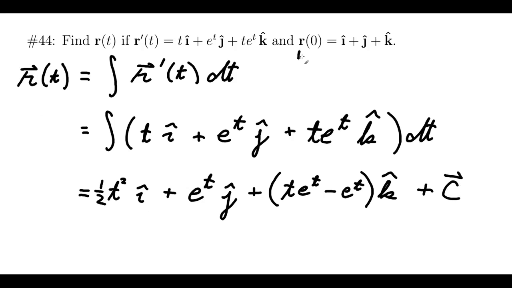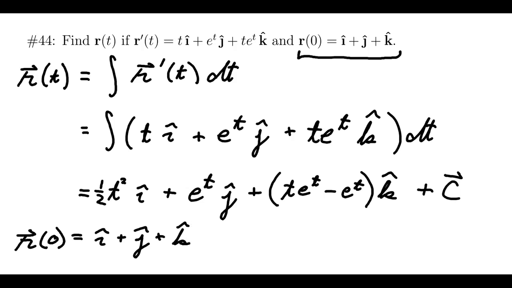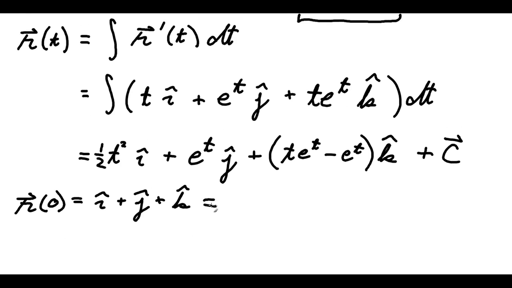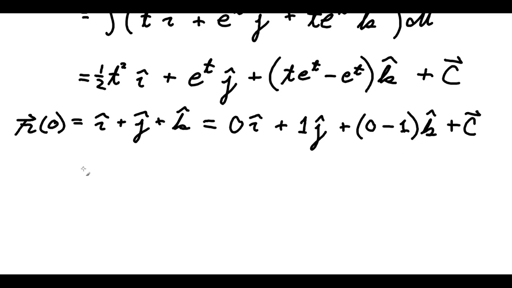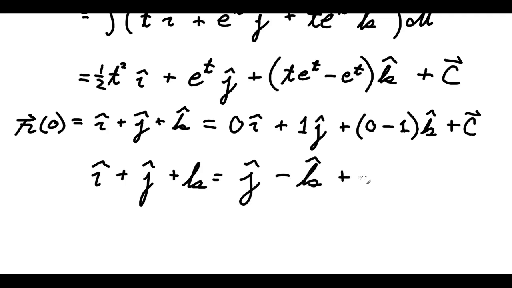Well, how do we find that out? That's where this initial value comes in. We have r of 0 equals i plus j plus k, right? But we also know that r of 0 has to equal 1/2 0 squared i plus e to the 0 j plus 0 e to the 0 minus e to the 0 k, plus some constant, right? So let me clean this up a little bit. We have i plus j plus k is equal to 1j minus 1k plus a constant.